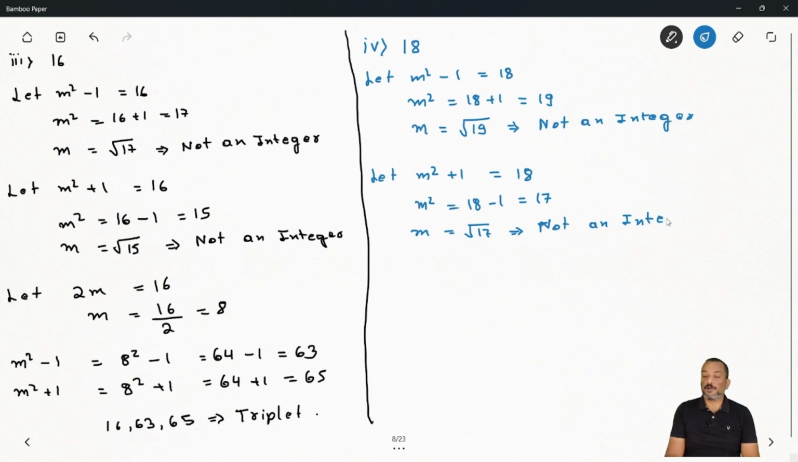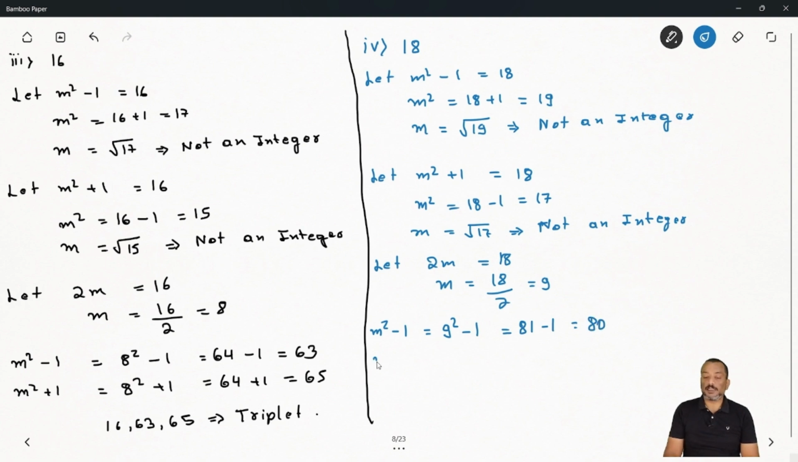Okay. Not an integer. Now, the last one, we can say let 2m is equal to 18. So m is equal to how much you can get? 18 over 2. So you will get 9. Now based on that you can find the other two triplets. So other two triplets: m square minus 1 is equal to 9 square minus 1. So 9 square you will get 81, minus 1 you will get 80.